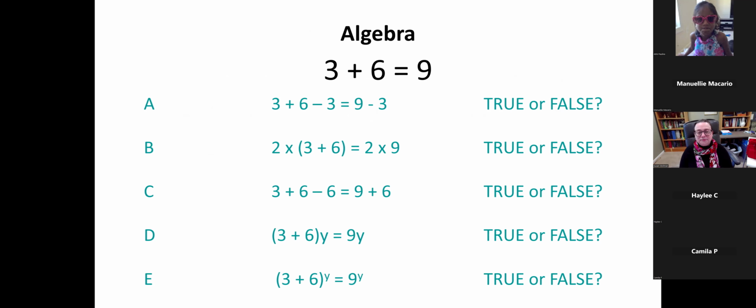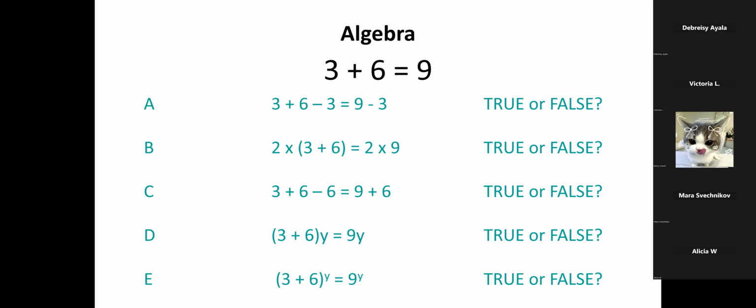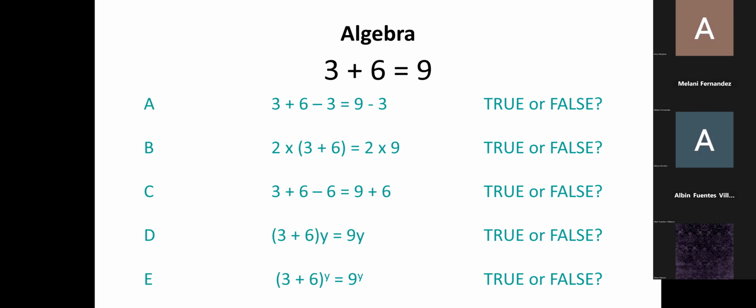Because technically it's equal on both sides. It is equal on both sides. We did the same thing to both sides. We subtracted 3 from both sides, and if we went ahead and did the math, it would be 6 on each side, so it would still be equal. All right. How about statement B? Is that true or false? All right. Lots of folks think it's true.